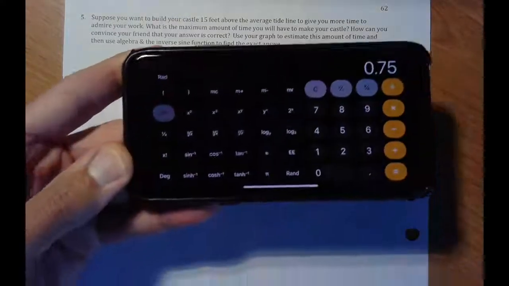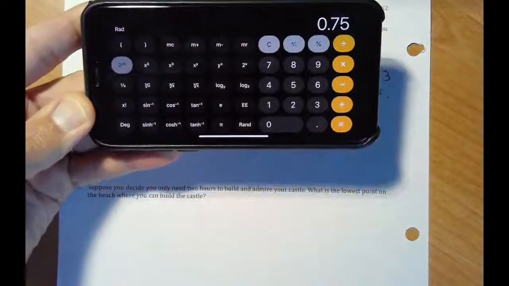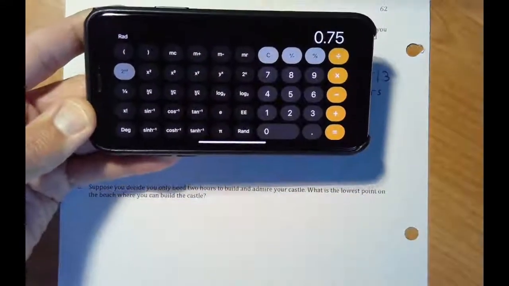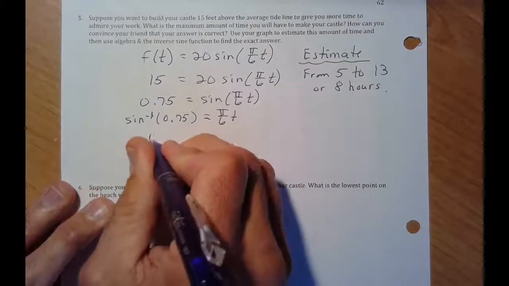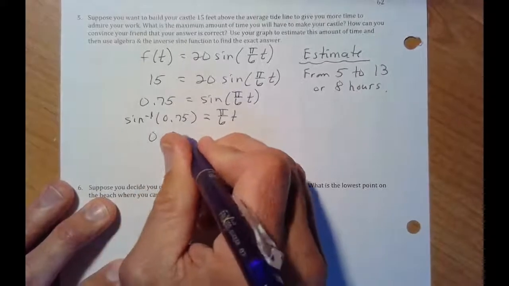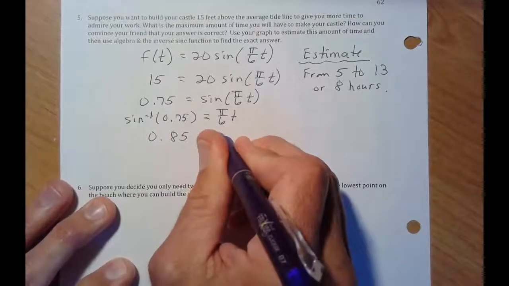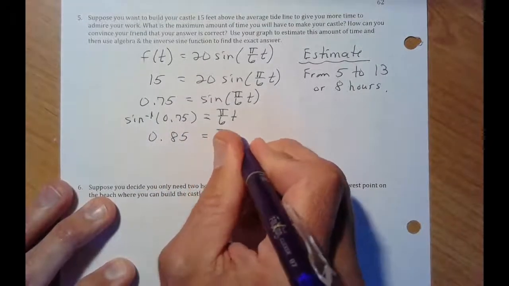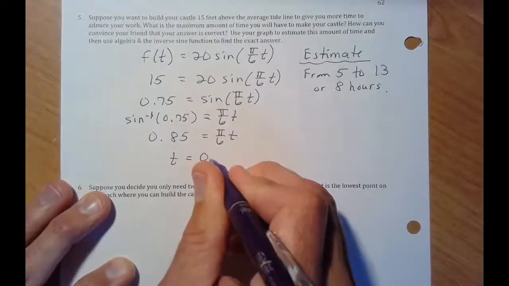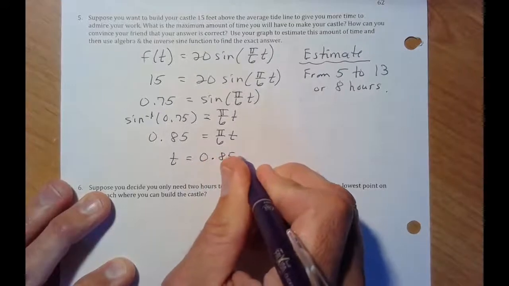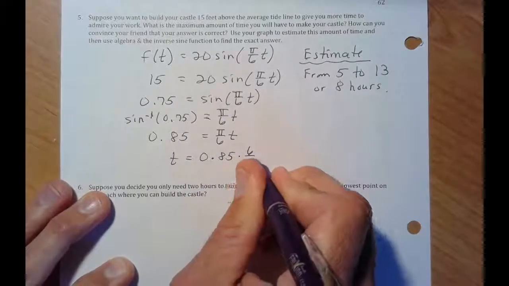So this calculator is ready. Radian mode, second for the inverse, I got 0.75. So if I type in inverse sine, I get approximately this number, 0.85. I'll leave that number in the calculator, but my time is going to be 0.85 times 6 over pi.